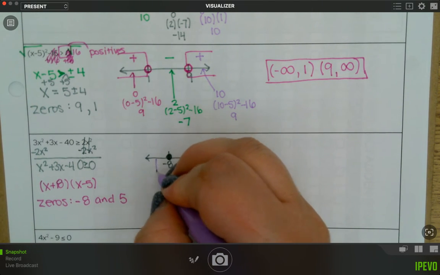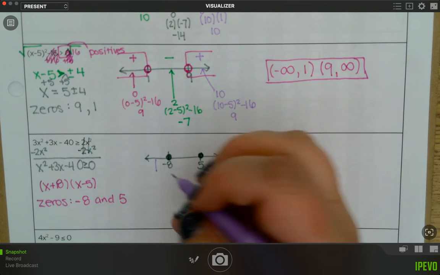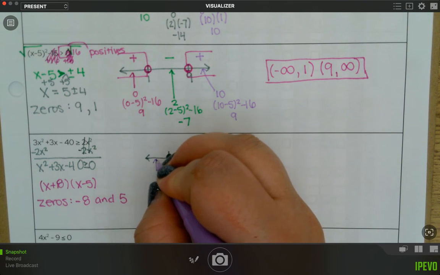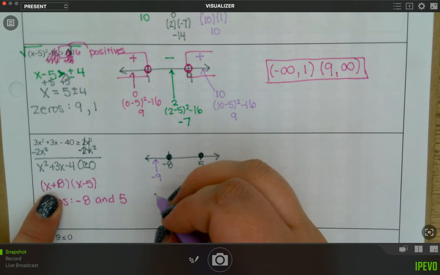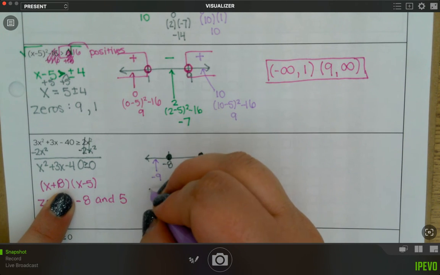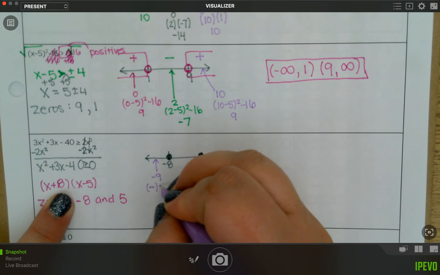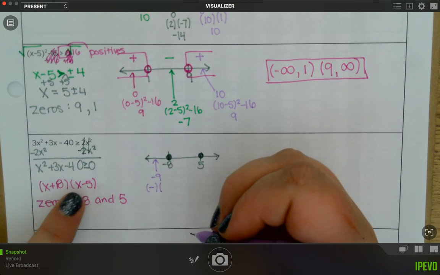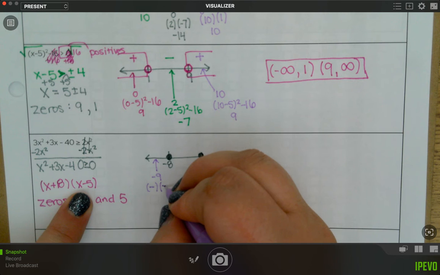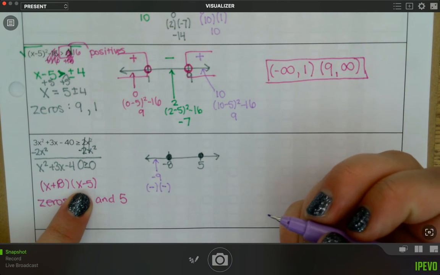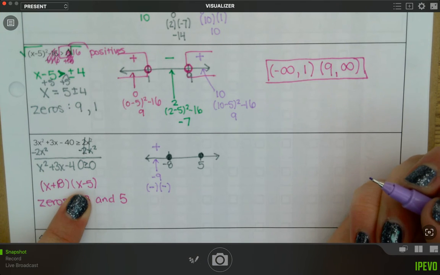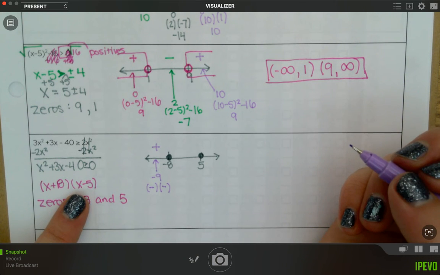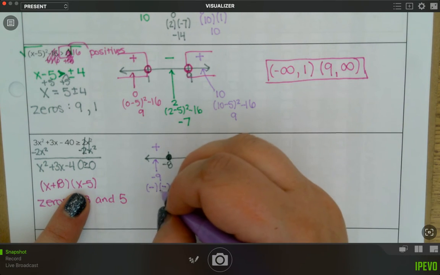So when I plug in something to the left of negative 8, let's go with negative 9. Negative 9 plus 8 is negative 1. Negative 9 minus 5 is negative 14. So you basically have 2 negatives. That makes a positive. See how I don't even worry about what the number is, I'm just worried about whether it's positive or negative.